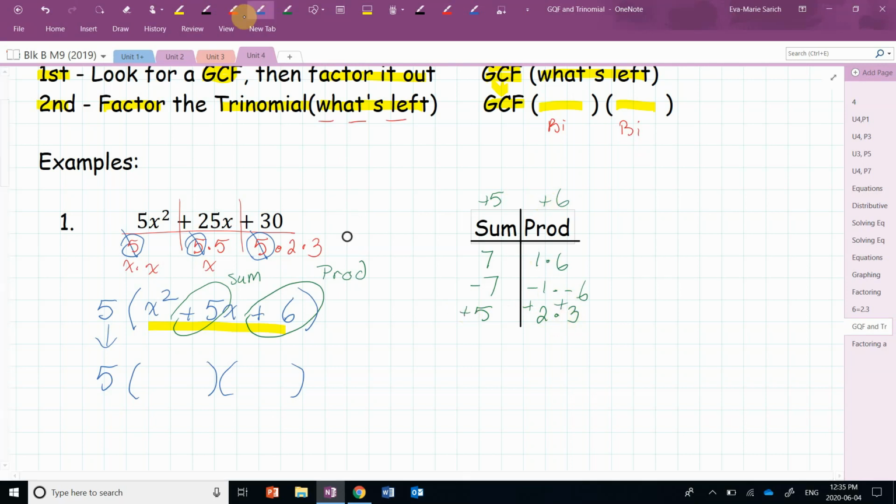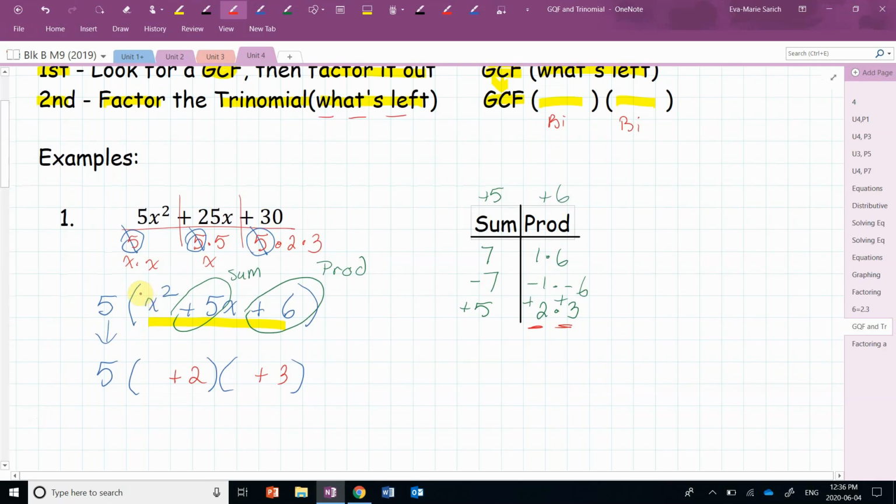So now these two numbers are the two numbers that go into our binomial. So we're going to have positive 2 as one of them and positive 3 as the other. The order doesn't matter. You could switch the order around. And then you look at the x. How do you get x squared? Well, that comes from x times x. So you're going to have an x in the first term of both of those binomials.